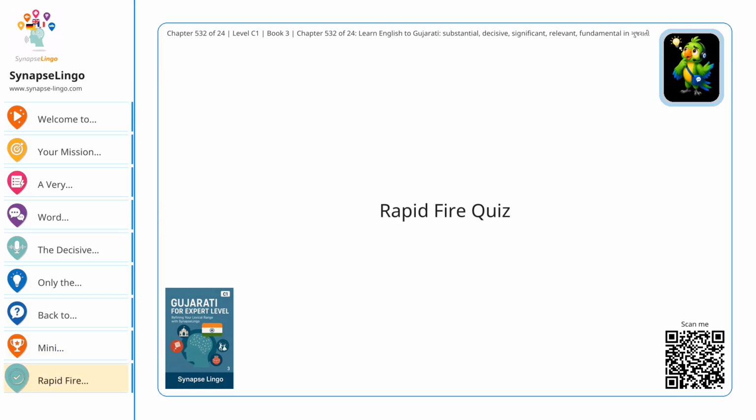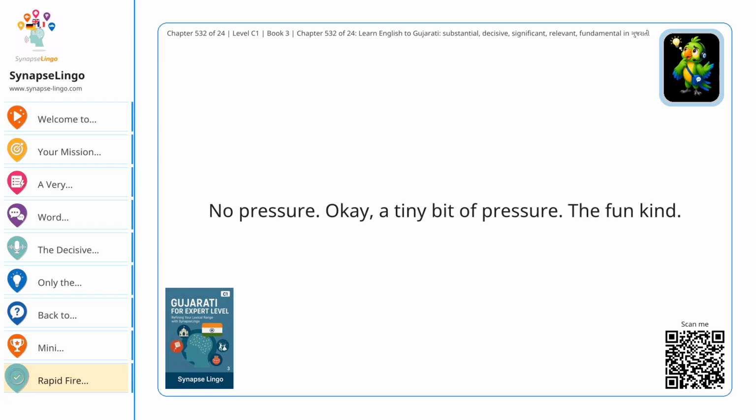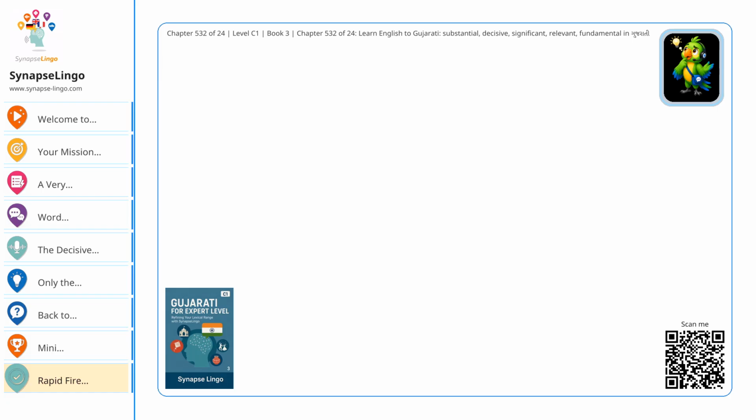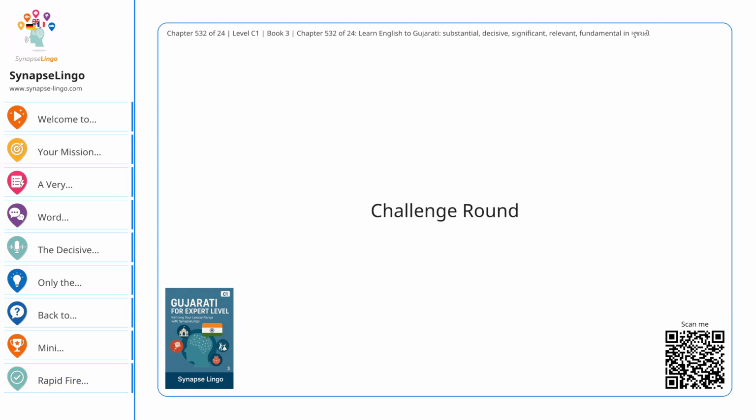मूलभूत. Rapid fire quiz. Time for a quick quiz. No pressure. Okay, a tiny bit of pressure. The fun kind. What is the Gujarati word for substantial? महत्वपूर्ण. What is the Gujarati word for decisive? निर्णायक. What is the Gujarati word for significant? महत्वपूर्ण. What is the Gujarati word for relevant? संबंधित. What is the Gujarati word for fundamental? मूलभूत.